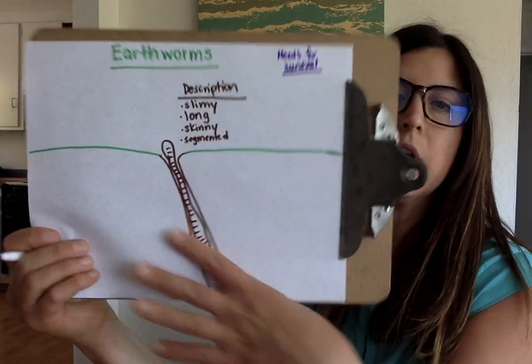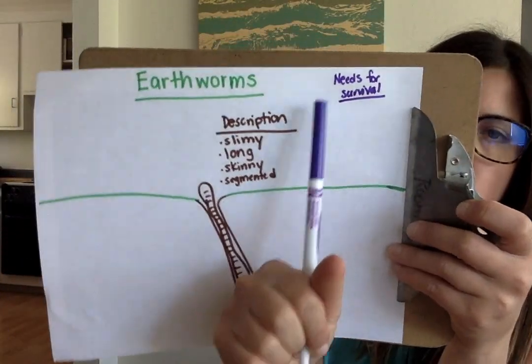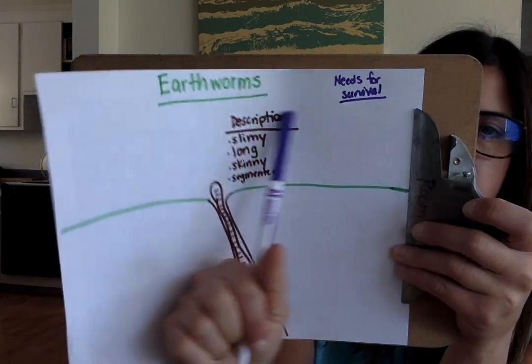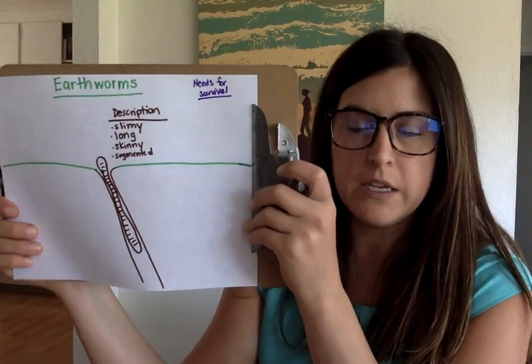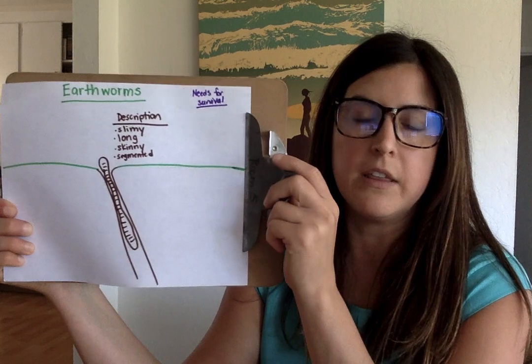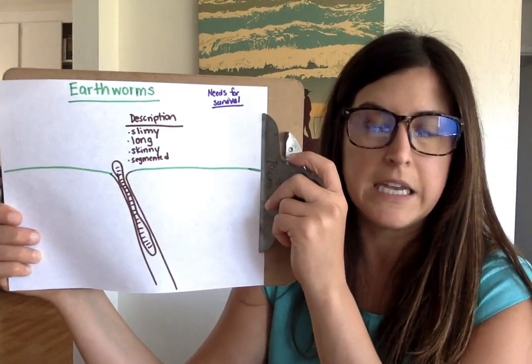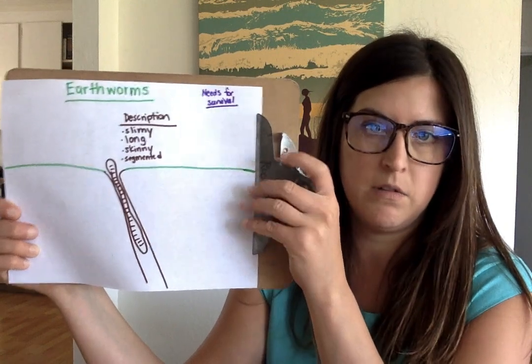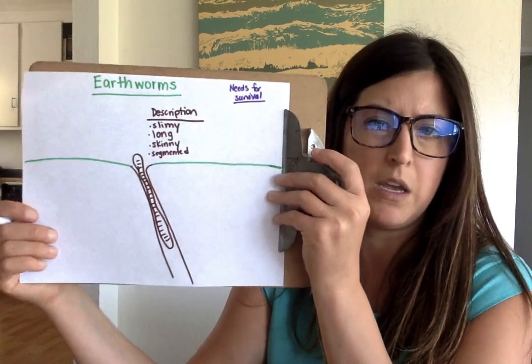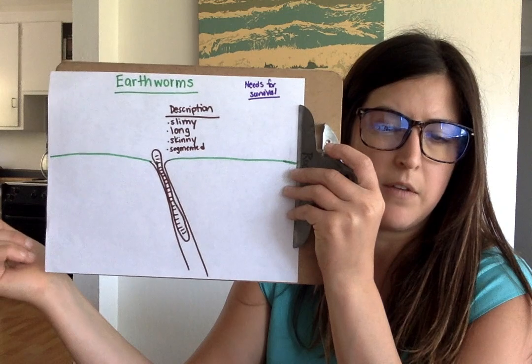So in purple, we're not going to talk about describing a worm. We're going to talk about, what does a worm need for survival? So these are some things that all living things need to survive. Things that all living things need to continue living. What do you think some things would be? What does a worm need to survive?